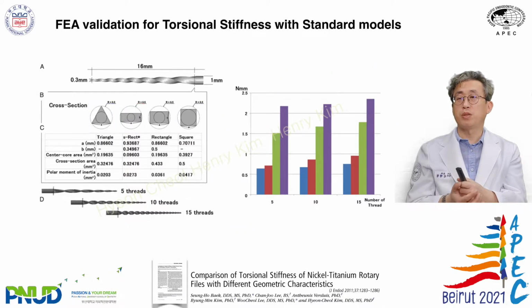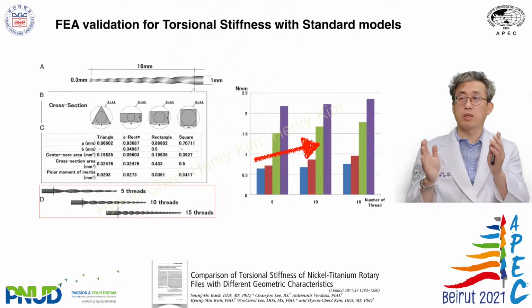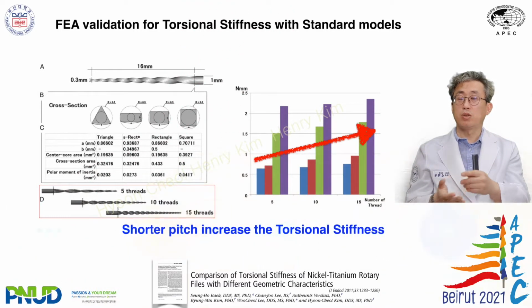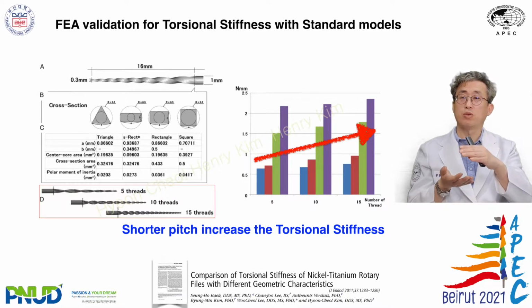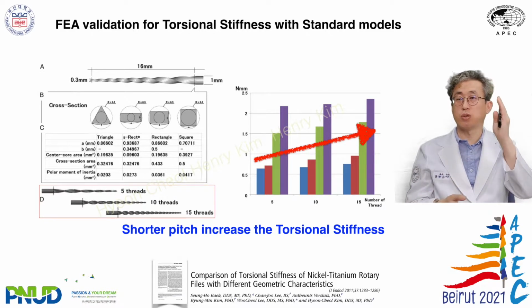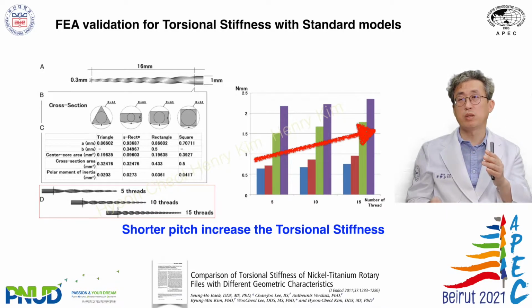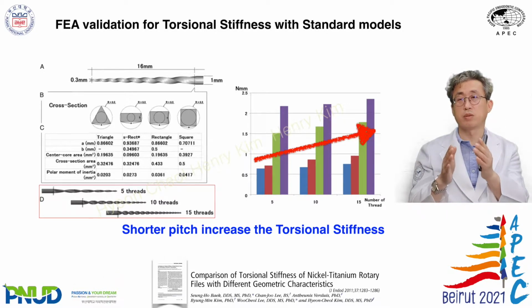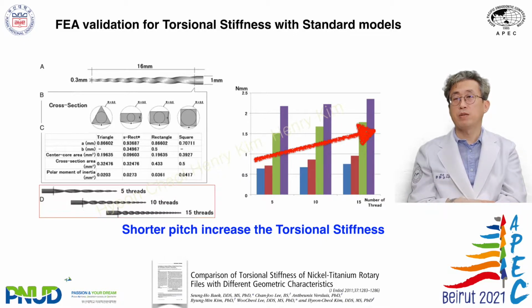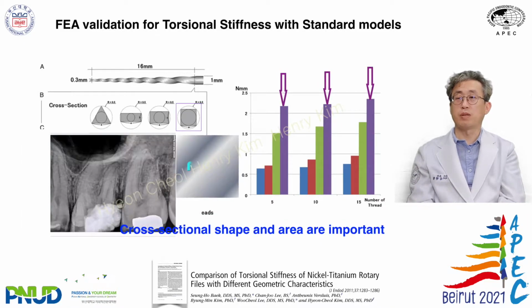Then how about the pitch? In terms of pitch, the distance of the cutting edge, the shorter pitch was shown to have higher torsional stiffness and torsional resistance than the longer one. It means the shorter pitch is better. So let's see the path file.